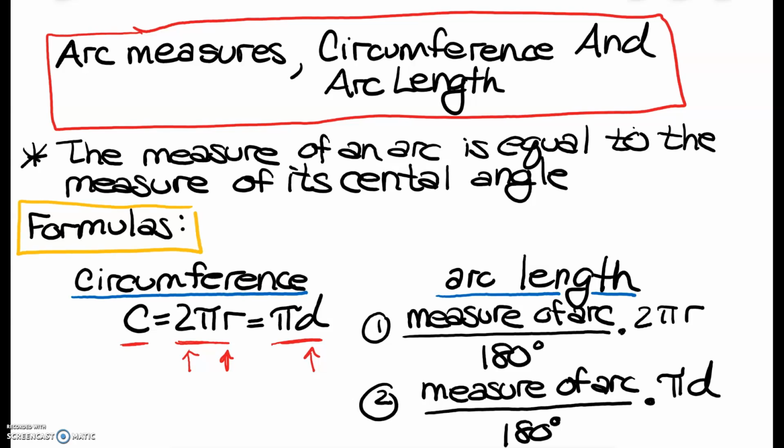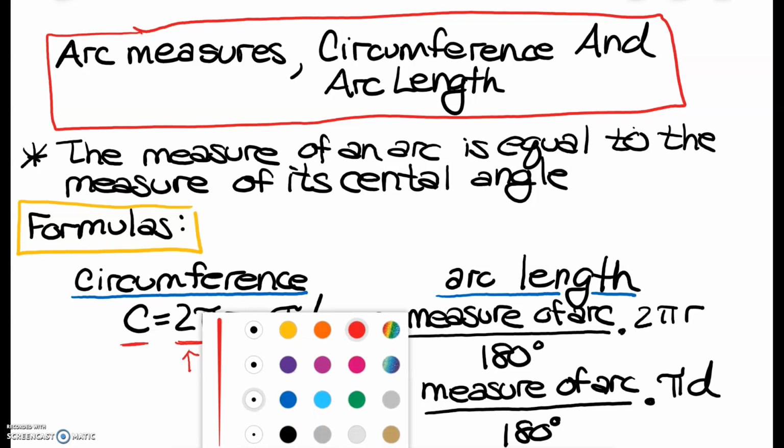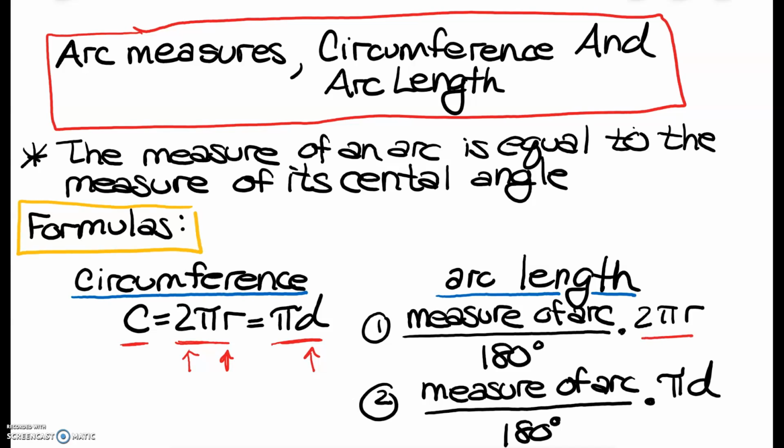Also, we're talking about arc length, so we need the formulas for arc length. Arc length also has two formulas, because you see the formula for circumference in both of these. We're talking about a portion of the entire circumference. So how do you find that portion? Well, you take the measure of your arc and divide it by 360 degrees. I'm sorry, this is 360 degrees, not 180. And then you multiply it by the formula for your circumference.